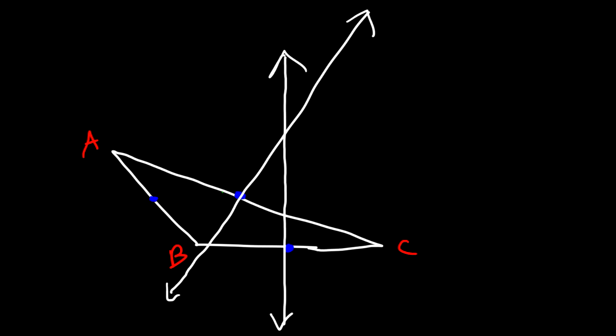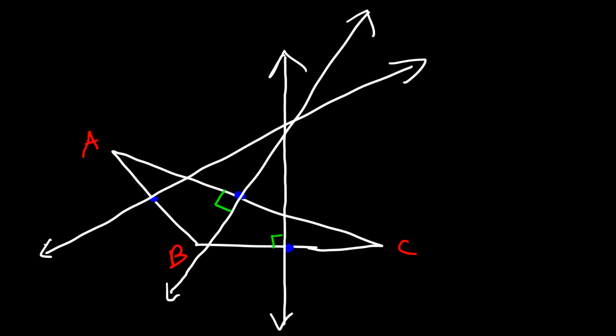AC. So it should be something that looks like this. So make sure that it's a right angle. It doesn't have to be perfect, but if it's good enough, then you should be fine. So that's the third perpendicular bisector. And as we can see, they meet at that location. So the circumcenter is outside of an obtuse triangle.